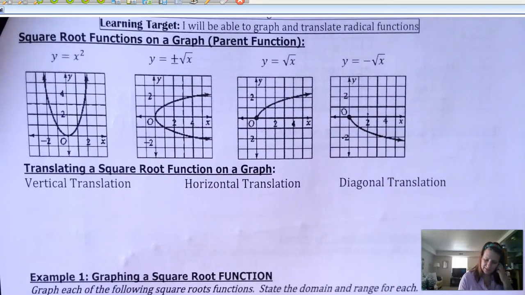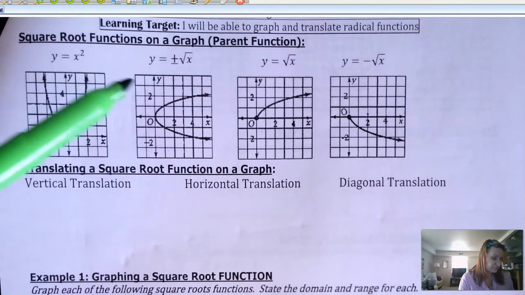Right, so what we're going to work on today is graphing and translating radical functions. So square roots and cube roots are going to be the focus. At the top here, I just had some visuals for you to look at. The very first graph here is actually a quadratic. It's y equals x squared.